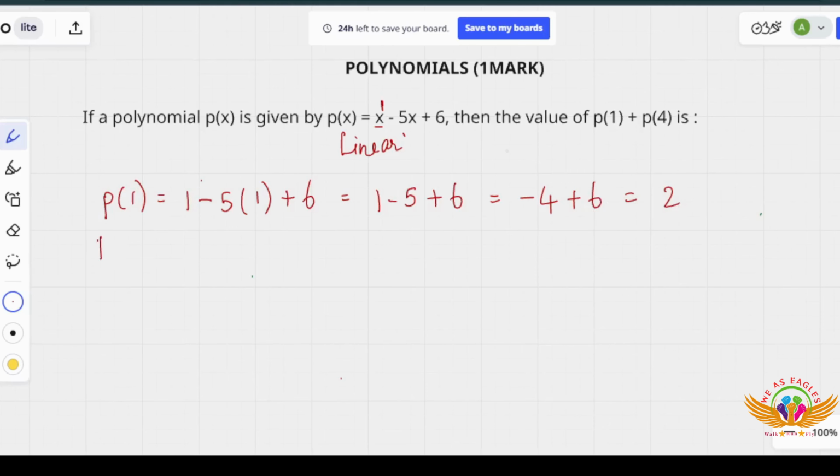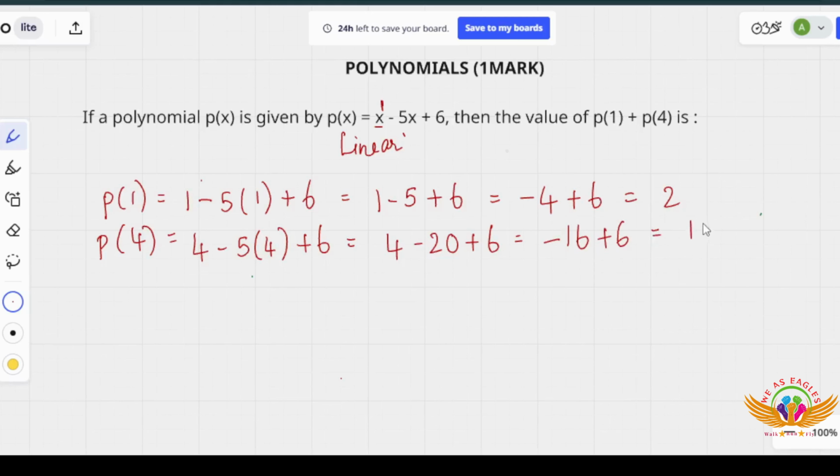Now let us do p of 4. Just write the number 4 in the place of x. 4 minus 5 into 4 plus 6 is equal to 4 minus 5 fours are 20 plus 6. So 4 minus 20 is minus 16 plus 6. So 16 minus 6 is 10. Here the bigger number's sign is minus. So minus 10.